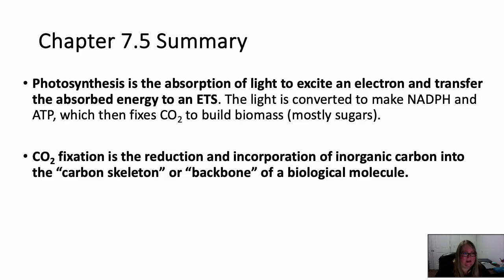Okay, so that is chapter 7.5. We've talked about photosynthesis. We've talked about its electron transport system. We've talked about how we use light to split water to make ATP and NADPH, and then how we use NADPH and ATP to fix carbon dioxide to make biomass, so to make sugar. That's what you need to know for photosynthesis, and we'll see you in the video for chapter 7.6.